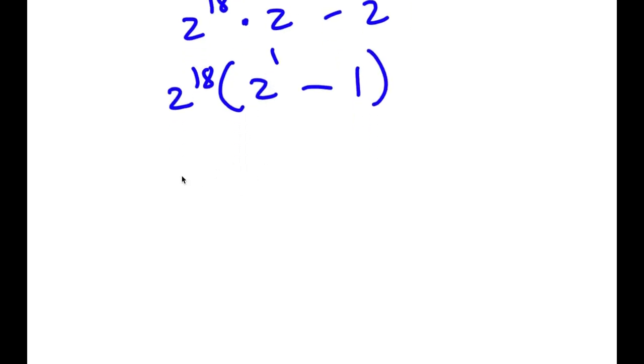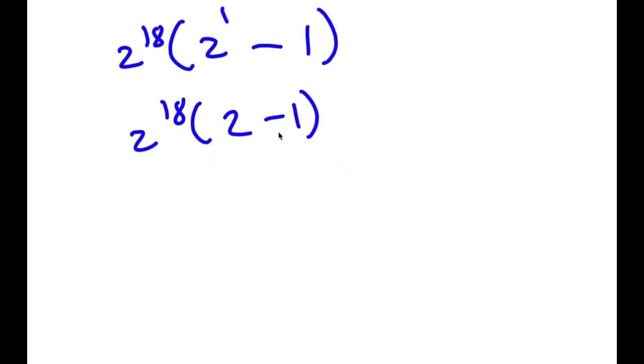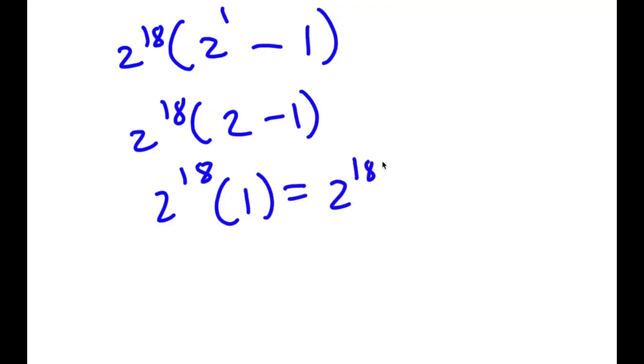Now 2 to the power of 1 is the same as simply 2, so I have 2 minus 1, and 2 minus 1 is 1. So I have 2 to the power of 18 times 1, which is equal to 2 to the power of 18.